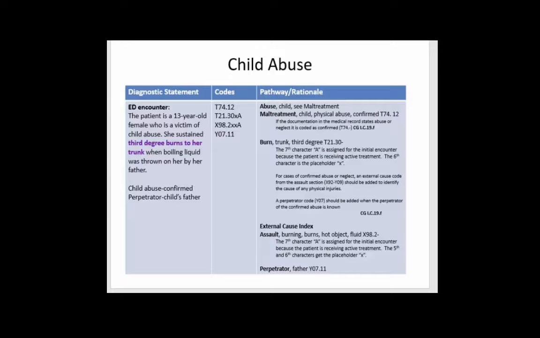I have the pathways there on the right. You see that the T74 code confirmed goes first, then the burn code, then you start looking at your external cause. For example, the assault X98 category is there, and the perpetrator code is the last code. The sequence of the codes is important, so it's important that you follow your guidelines. That helps us know how we code these, the sequencing.